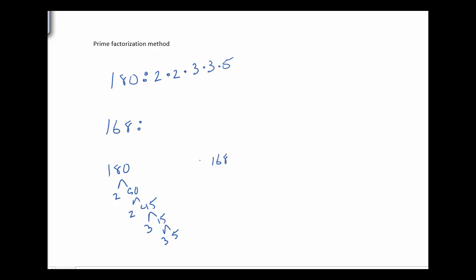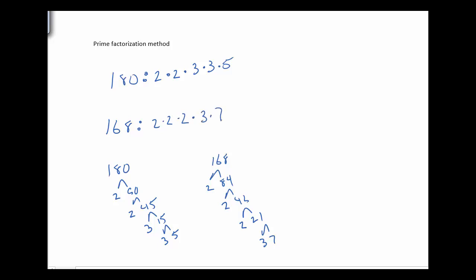For 168, I'm going to do that same factor tree. I know 2 and 84 goes into that, and 2 and 42, and 2 and 21, and 3 and 7. So I can see that I have three 2s, a 3, and a 7.